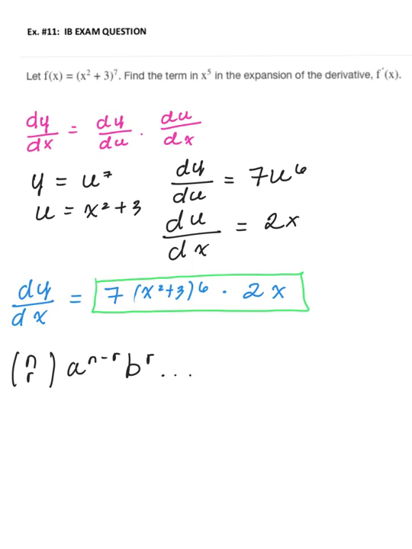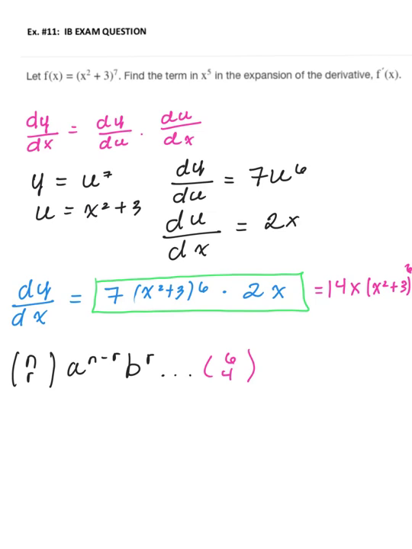How am I going to find the term in x to the 5th? Well, let's go ahead and simplify this to 14x times (x squared plus 3) to the 6th. Well, I know my n is 6, right? That's going to be my n value. I have to figure out what my r value is going to be. I want x to the 5th. So what's my r value going to be? Not 5, one more down. 4. Okay, think about that.